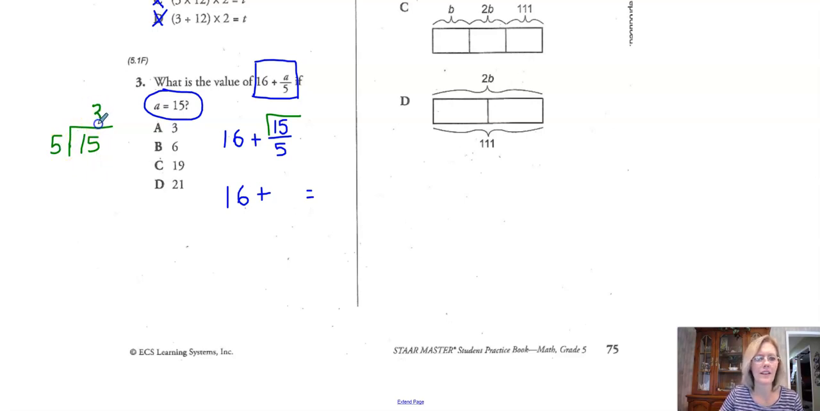Well, it's 3. So if I come over here, I no longer have to deal with that weird looking fraction. All I have to do is say, oh, 15 over 5 is 3. So now I'm left with a very, very simple addition problem. 16 plus 3 is 19. There's my answer.